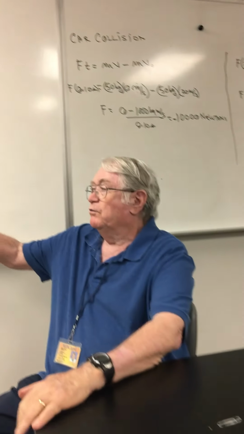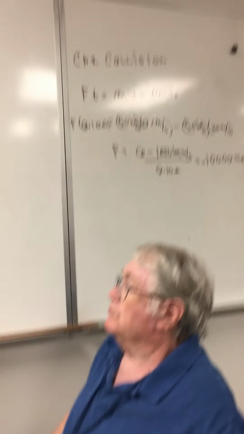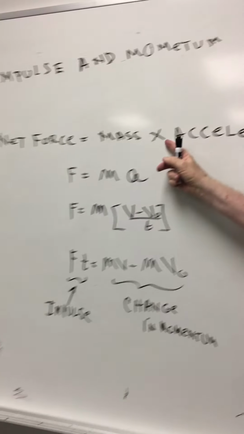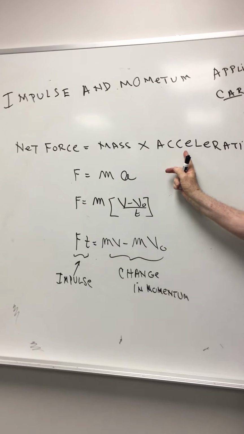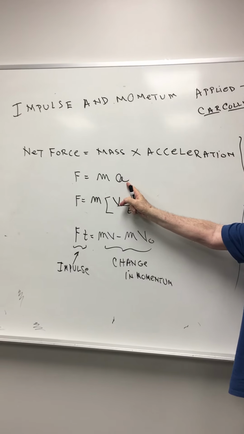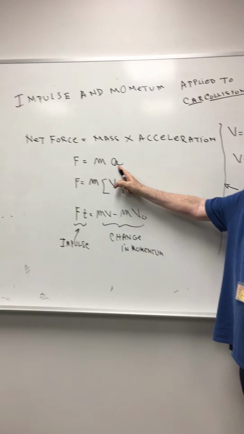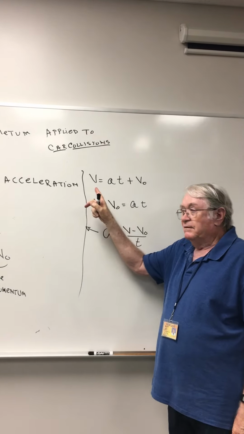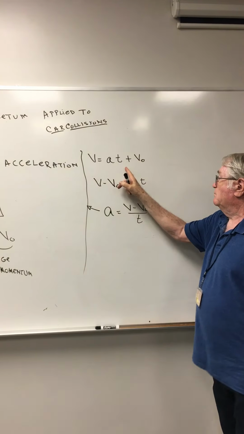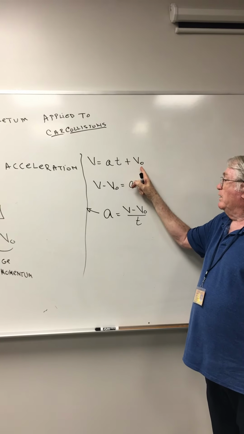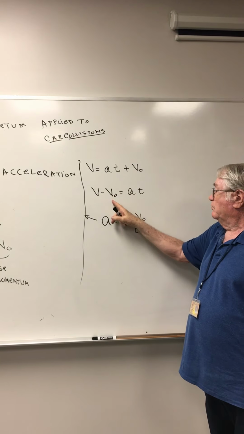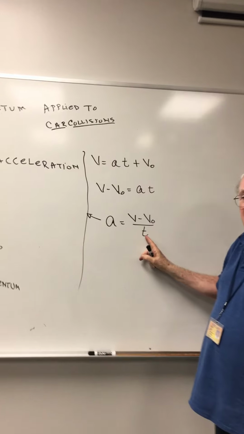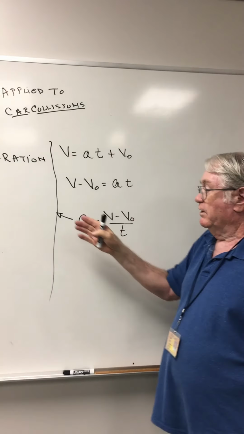So I'm going to go up here on the board. I'm going to start with Newton's second law. Then that force equal to mass times acceleration. F equals ma. And then what I'm going to do is I'm going to replace a. I'm going to go over here and remember an old friend of ours. v equals at plus v sub 0. And rearrange this until we get a is equal to v minus v sub 0 divided by t. And I'm going to put this equation in for a right here.